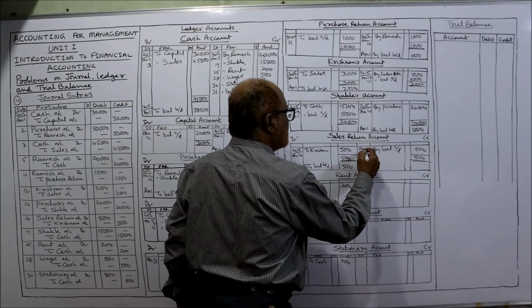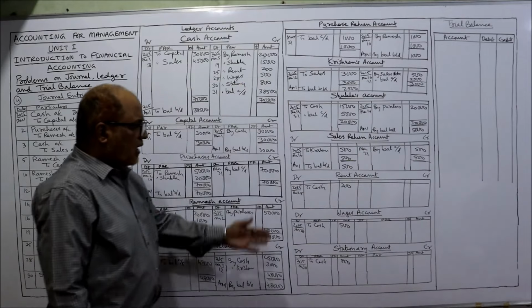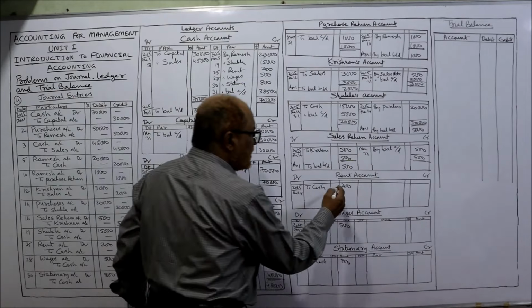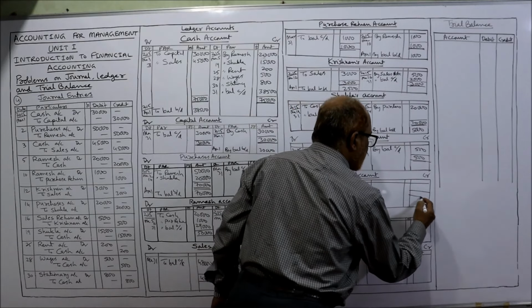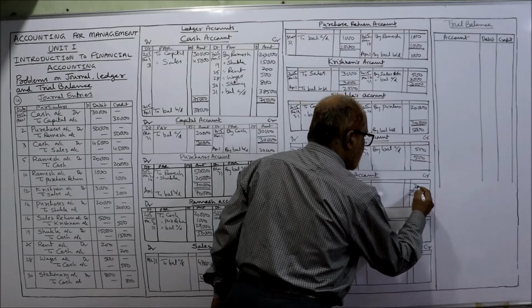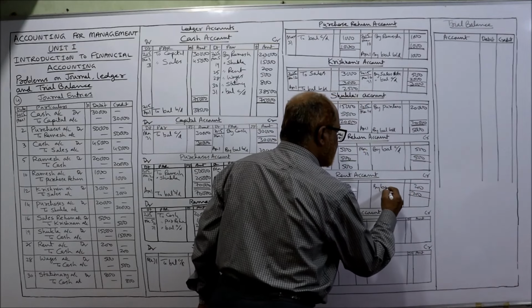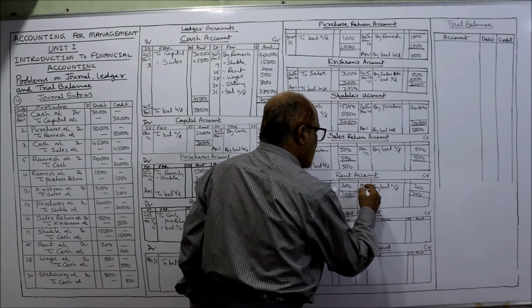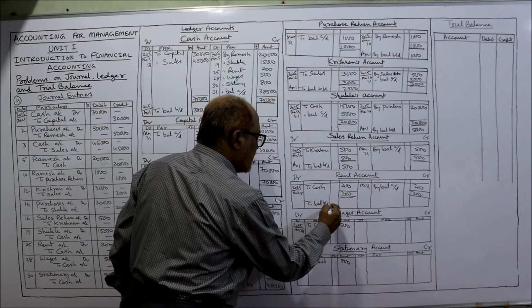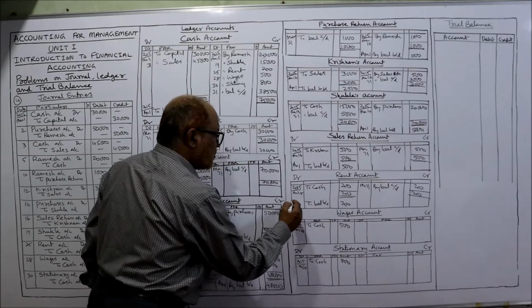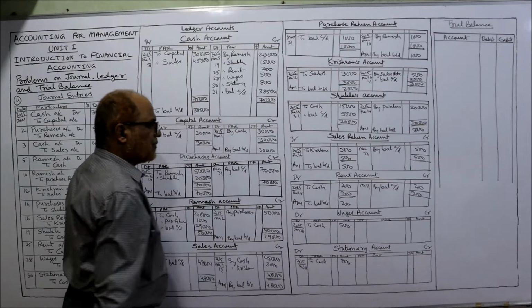This is March 31st. Now rent account. Only debit side, 200. The same 200 I am taking here. 200. Here 200 by balance carried down. March 31st. To balance brought down 200. This is April 1st. That's all.